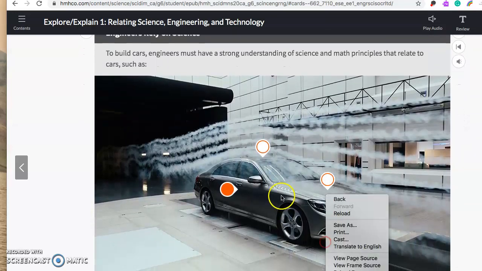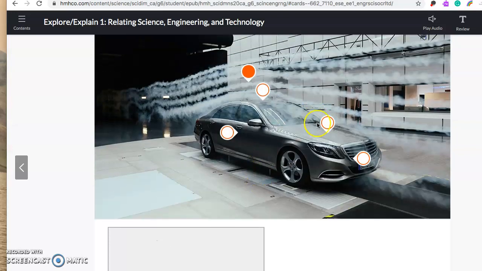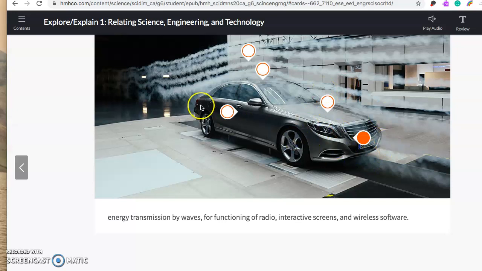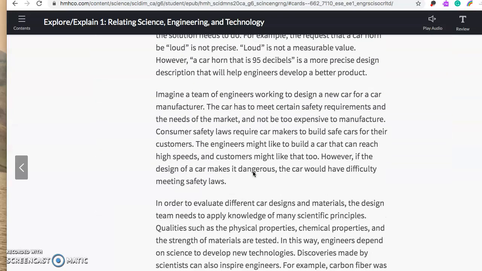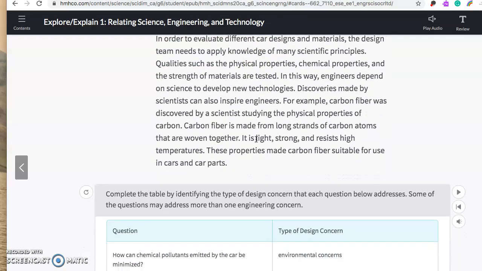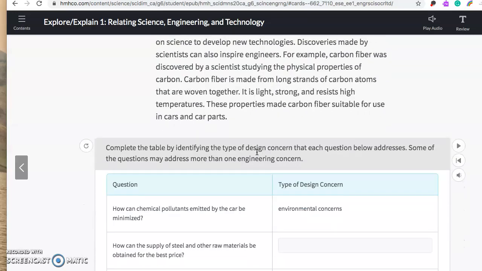So to build a car, you have to understand a lot of science and math. We're talking about aerodynamics. So if you see there's like this wind and fog coming up and over. So how does the air work? It's talking about focus and energy and gravity, energy transmissions. You have to know about humans, how to make a safe exterior and interior. So you have to define your problem. And when you're making a new car, there's so many different problems that can come up. You have to make sure it's tested over and over and over again so that it's safe for someone to buy and drive in.